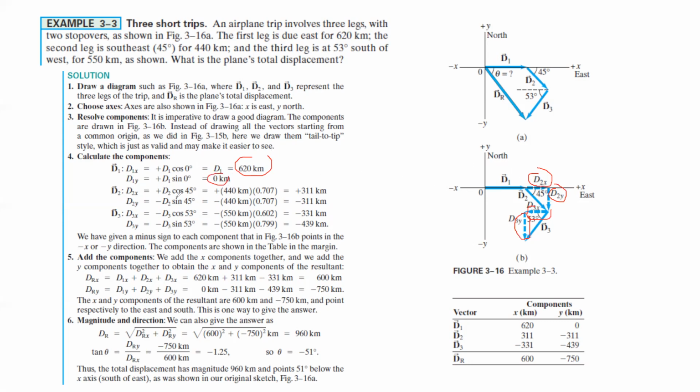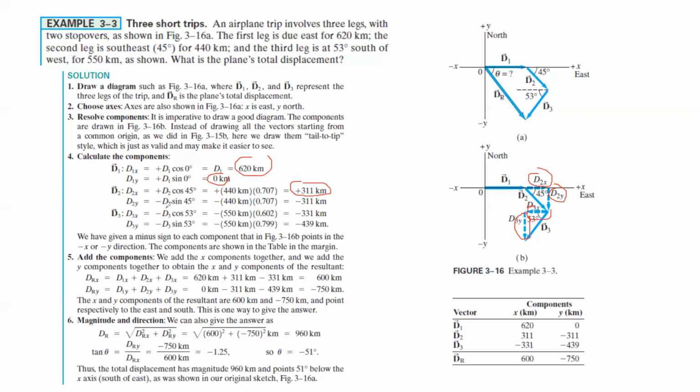And for d2x, d2x is here. It's a 45 degrees angle. So it is d2 cosine 45 because the angle is based on the x-axis. Yeah, if you have noticed here, 45 degrees below. So in this case, it's 311 kilometers for D2X, positive. Okay, so just get the value of this in your calculator and be sure it's in degree mode.